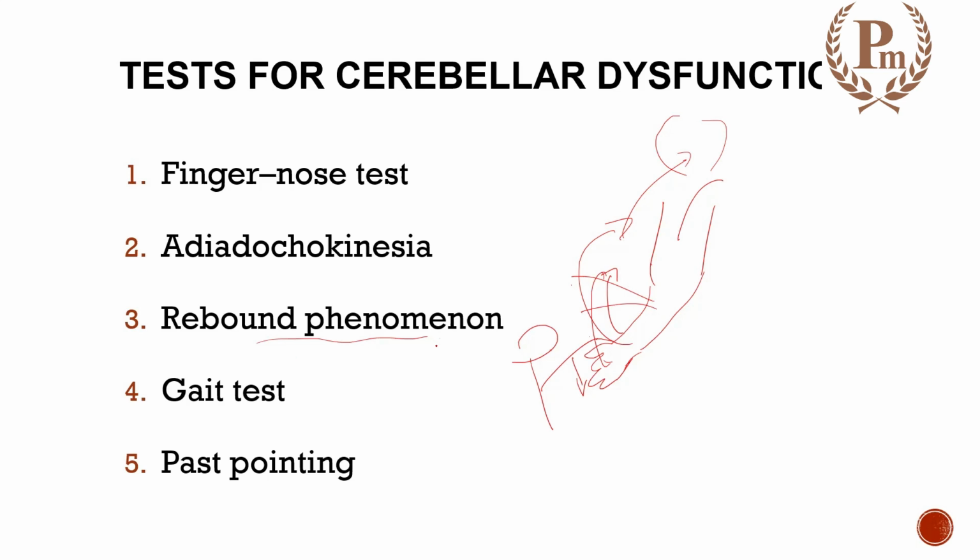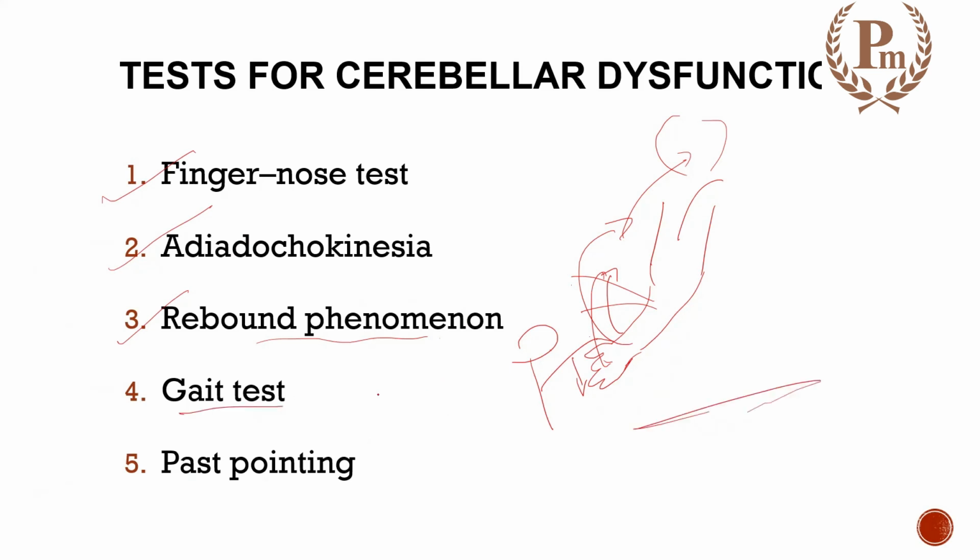When we do the cerebellar examination, we usually perform the finger nose test. Then we ask the person to do adiadochokinesia, meaning rapid hand movements, supination, pronation. Then you ask the person to do the rebound phenomena. For rebound phenomena, you need an examinee and an examiner, both of them. Okay. Then is the gait test. How is the gait test done?